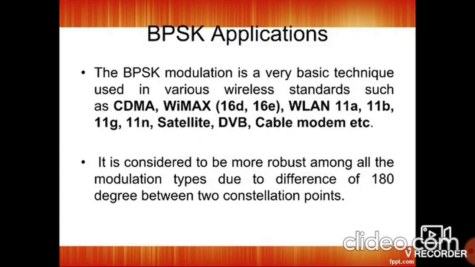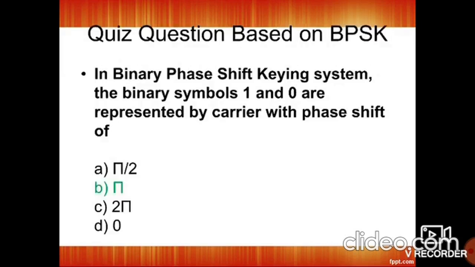The applications of BPSK: it is used in CDMA, code division multiple access, WiMAX in standards 16d and 16e, wireless LAN 11a, 11b, 11g, 11n, and satellite, DVB, cable modem, etc. It is also the most robust among all modulation types due to the difference of 180 degree phase shift between the constellation points.